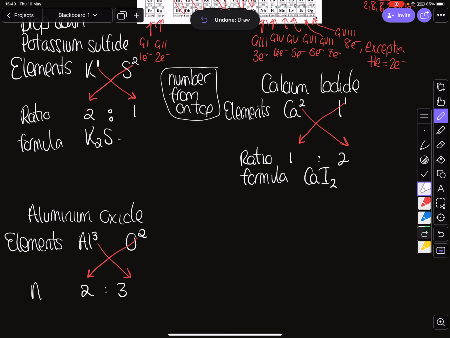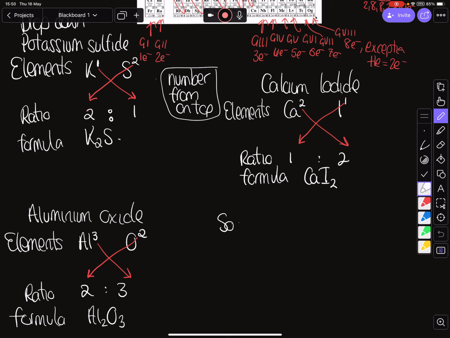So when we now write our formula, we will write it as Al2O3. And we're always looking at all of these: is it the simplest ratio we can do? And none of these are not the simplest ratios. We don't have to do anything else with that. Our last one is going to be sodium bromide.